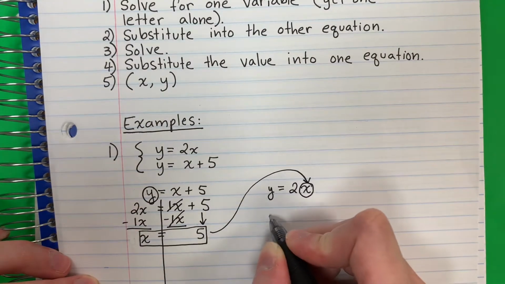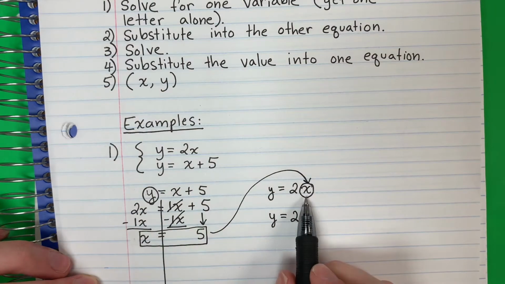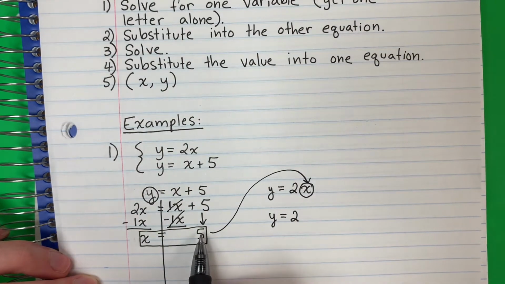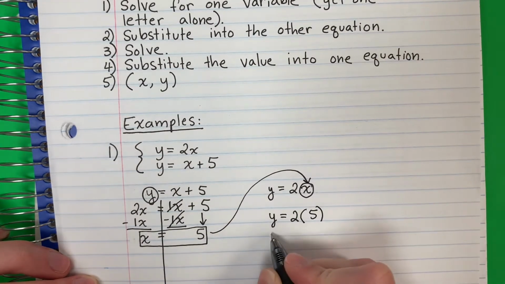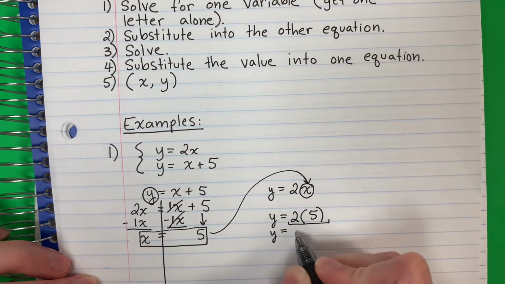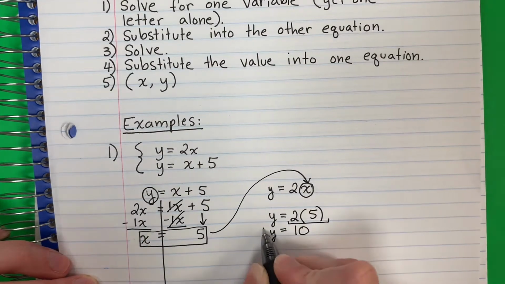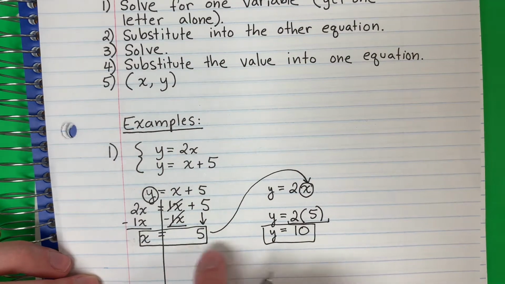So I'm going to do y equals 2. Now x, no x, I will put 5. Voy a poner 5 in parentheses. En paréntesis. Okay, so copy y equals 2 times 5, 2 por 5, 10. So I have y is 10. Okay, so I have the x, I have the y. Tengo el x, tengo el y.